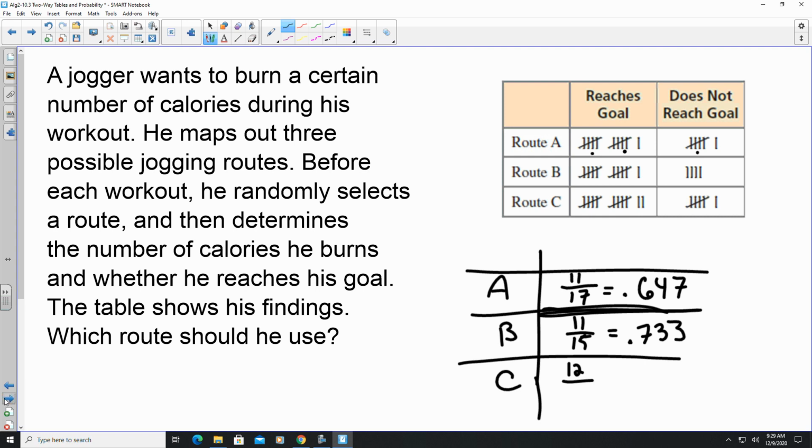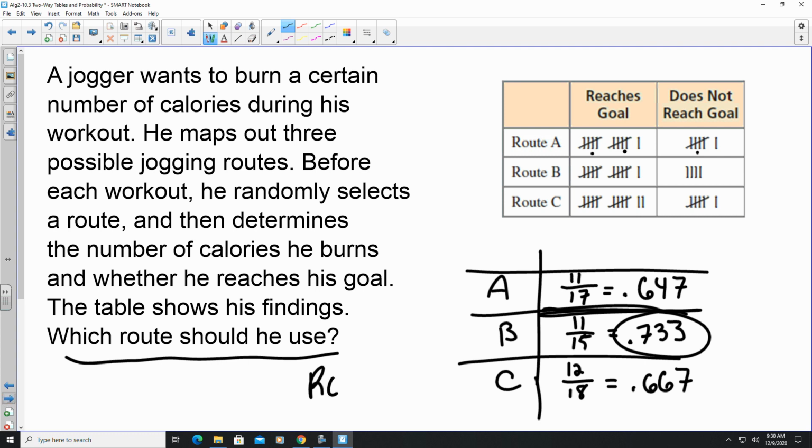Route C, 12 over 5, 10, 15, 16, 17, 18. That's the total number of times he chose that route, which gives 0.667. So then which route should he use? We just pick the one with the highest percentage, and in this case it's 0.733, which means he should choose route B.